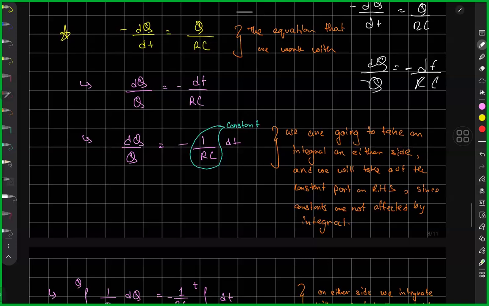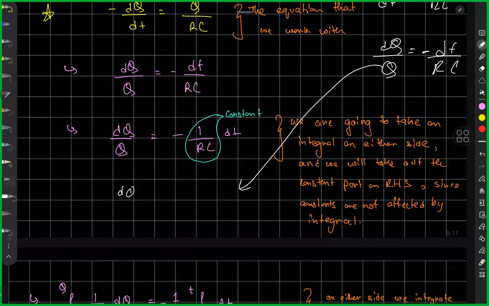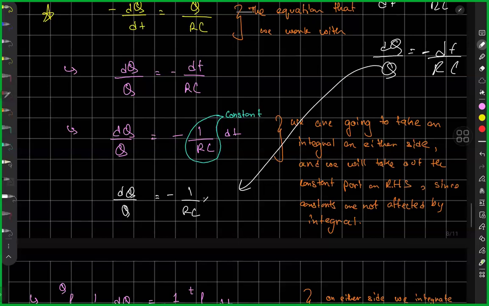That is, if I read it like this, dq by q is equal to minus 1 by RC times dt. Basically, the numerator is 1 times dt. What you have over here is this value, 1 by RC. This is actually a constant. This is not a variable.